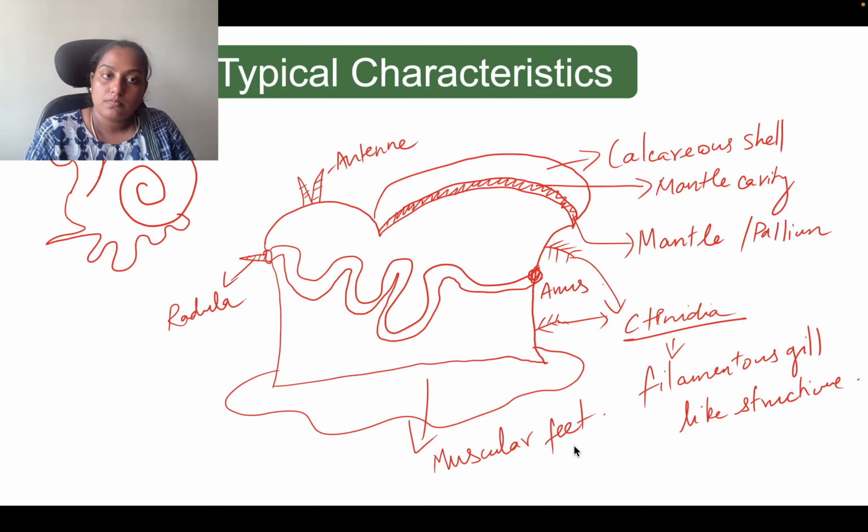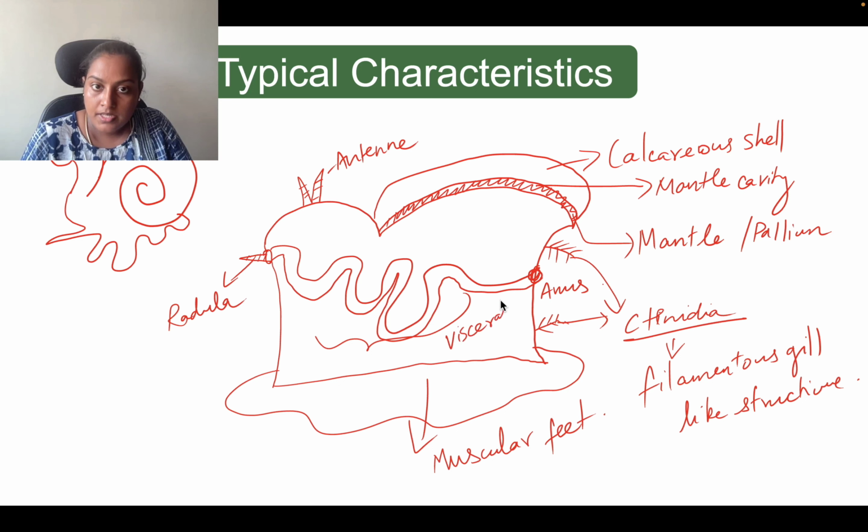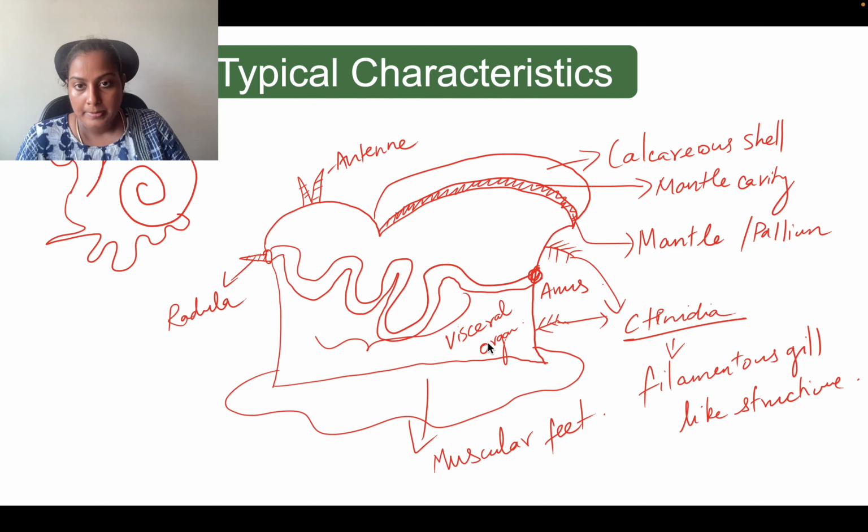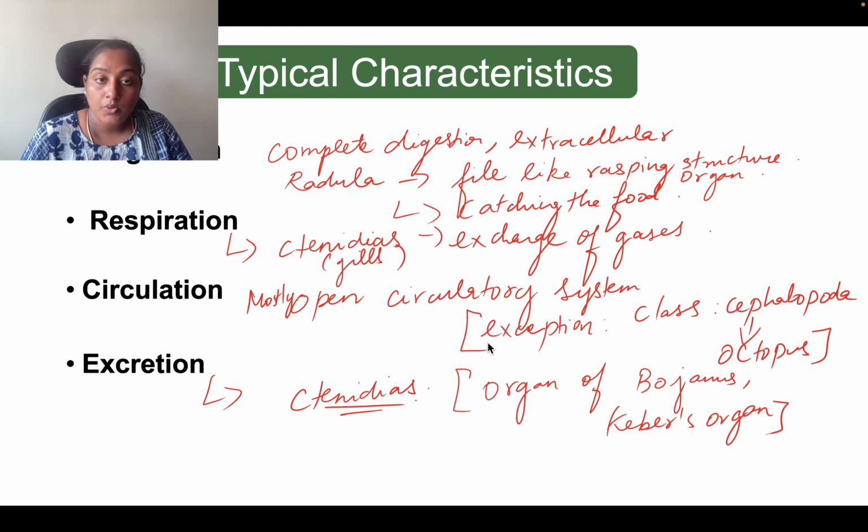And then this is the body structure of a mollusk, right? What is inside is nothing but the visceral organs, the internal organs you can see there, right? Digestion: radula, very important. File-like rasping organ is the exact term in the NCERT. And then respiration: Ctenidia is very important. Even in the case of excretion, we call it the organ of Bojanus and Keber's organ.